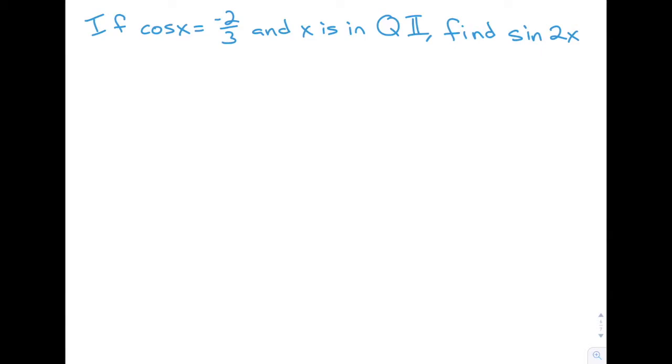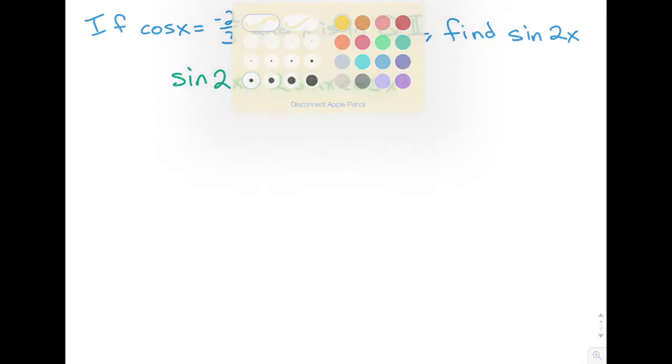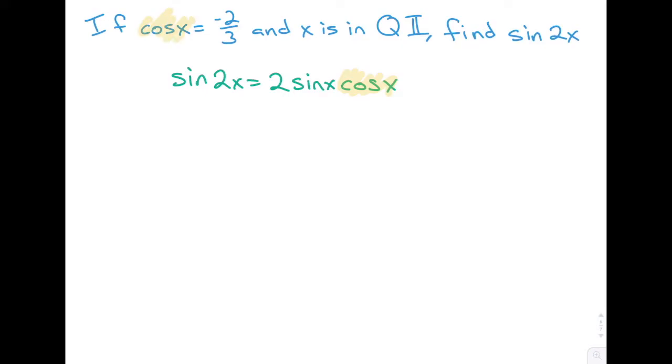First, let's write the formula for sine 2x. Sine 2x was 2 sine x cosine x. And look at that, we've already got this cosine x, as given in the problem. So we already have most of the information we need. We just need to figure out what sine x is. One way is to remember that sine x equals the positive or negative square root of 1 minus cosine squared x. So we're putting everything in terms of cosine x here.